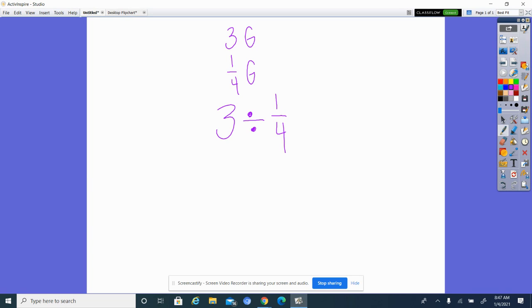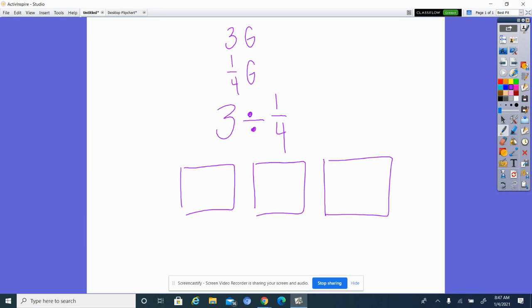Okay, it says represent the amount of gas in the container. Draw rectangles to show each gallon. How many rectangles am I going to draw to show each gallon? 3. Because those are my 3 holes, right? I need to see these things written down in their book. Okay, so there's my 3 holes.